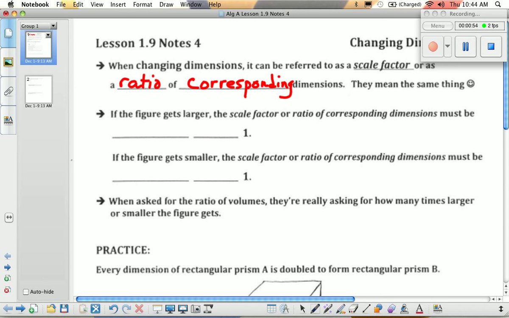So, really the same thing. Ratio of corresponding dimensions, ratio of corresponding sides, scale factor, they all mean the same thing. Okay, what did we decide? If the figure gets larger, the scale factor or the ratio of corresponding dimensions must be what? Greater. Must be greater than 1. If it gets larger, your scale factor better be greater than 1. If the figure gets smaller, the scale factor or ratio of corresponding dimensions must be smaller than 1.